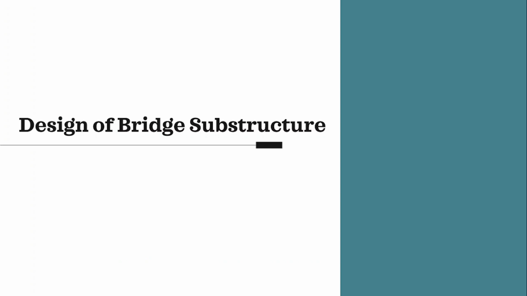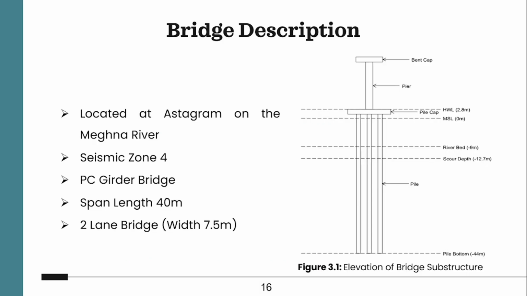Now we'll move on to the design of the bridge substructure. The bridge we are considering has been shown in the slide. It is a bridge on the Ostogram that has 2 lanes. The span lengths are 40 meters, and it is situated in seismic zone 4, that's why in the high severe seismic zone.